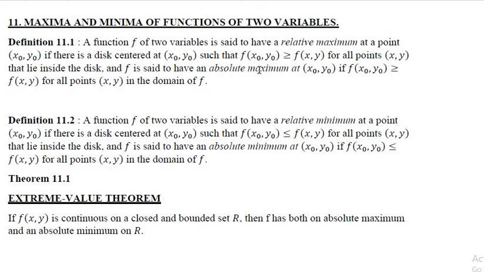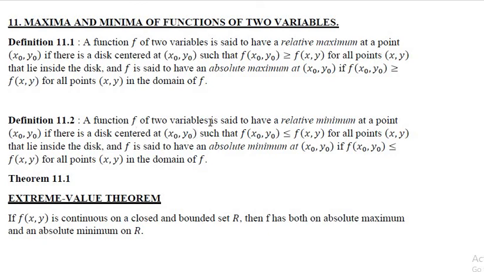x0, y0 if f of x0, y0 is greater than or equal to f of x, y for all points x, y in the domain of f. Now we will see the definition of relative minimum and absolute minimum.